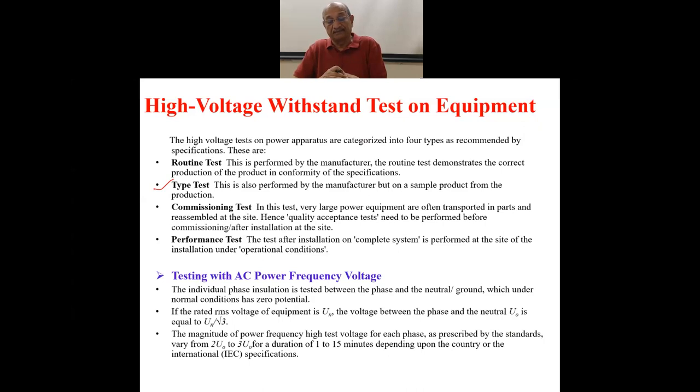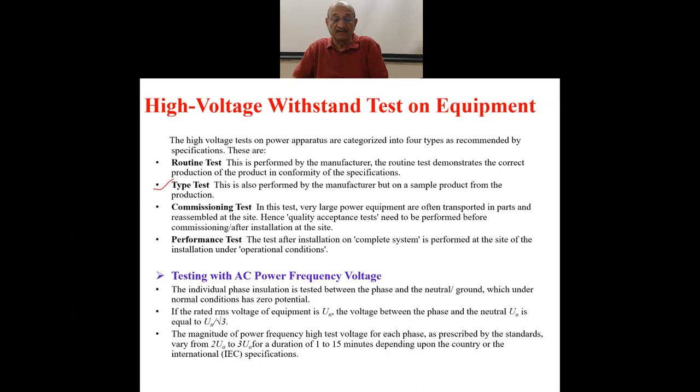Commissioning test. What happens when an equipment is finished? It is transported to the place where it needs to be installed. Sometimes the product is so big, for example a transformer. When it is a big transformer, it will not be transported after filling it with oil, because oil will increase the weight tremendously. And oil is filled only after it is installed at the place.